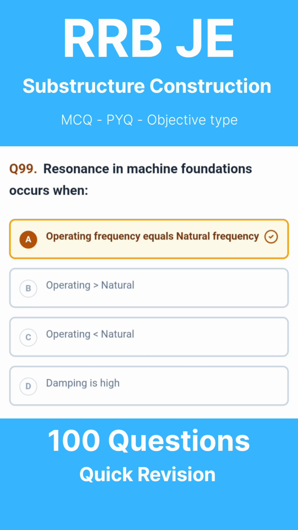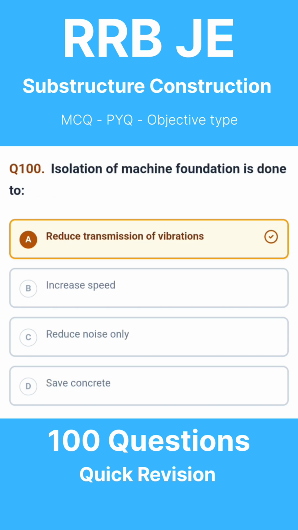Question 99. Resonance in machine foundations occurs when. The correct answer is operating frequency equals natural frequency. Question 100. Isolation of machine foundation is done to. The correct answer is reduce transmission of vibrations.